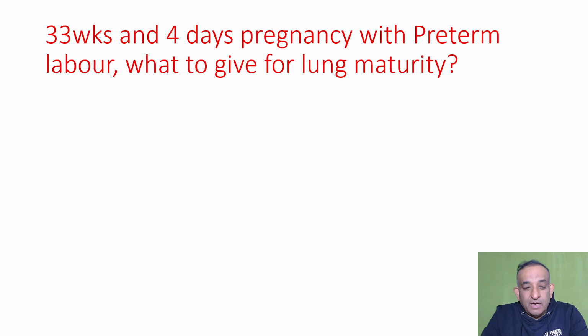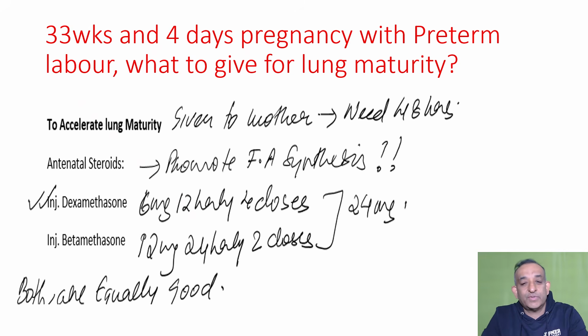Then a woman is at 33 weeks and 4 days pregnancy with preterm labor. What is to be given for the lung maturity? You have to give steroids, and dexamethasone and betamethasone are just equally good. They are both just as good. And that's why we say that we must remember the dose of dexamethasone always. This time, I don't know whether they asked you about the dose or not. Okay, so 6 milligram 12 hourly 4 doses of dexamethasone, or 12 milligram 24 hourly 2 doses of betamethasone.